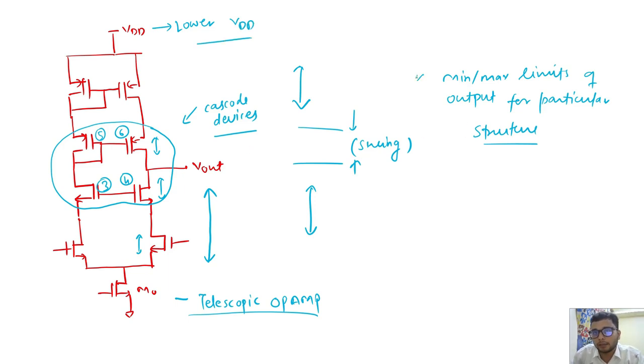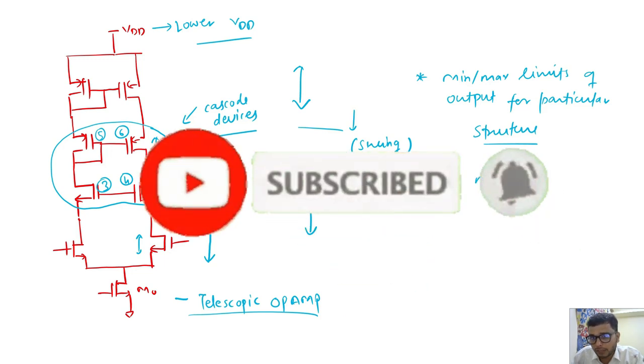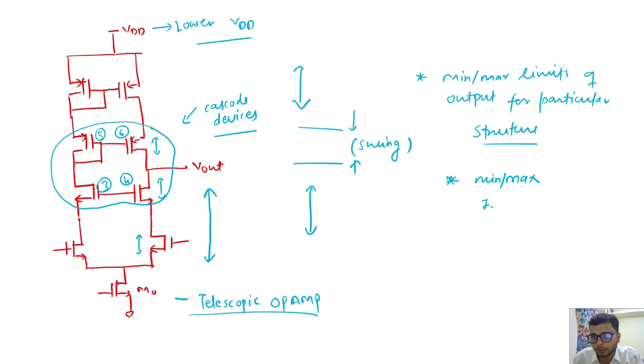So in coming videos I will tell you about the min max limit of output voltage for a particular structure, and the min max condition on input voltage. These things are nothing but common mode ranges, the DC we can apply at the input so that all transistors remain in saturation. What is the range of this input voltage? That is usually called the common mode range. And from that we will also see what maximum the output voltage can go, so that all transistors remain in saturation. It means the output has a limit, and the input has a limit.